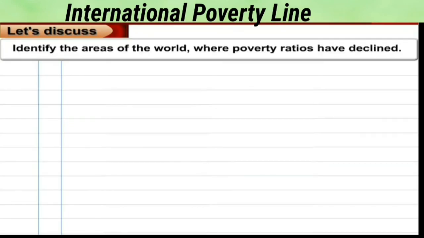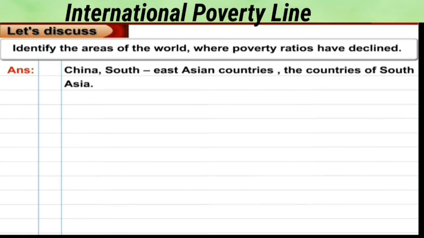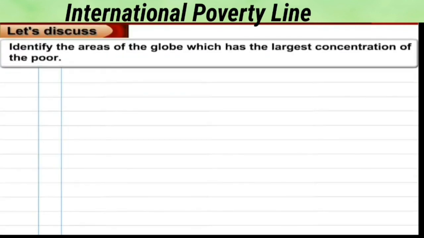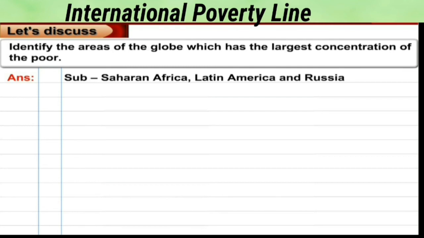Question number 1. Identify the areas of the world where poverty ratios have declined. Answer. Well, such areas of the world are China, Southeast Asian countries, and the countries of South Asia. Question number 2. Identify the areas of the globe which have the largest concentration of the poor. Answer. Sub-Saharan Africa, Latin America, and Russia.